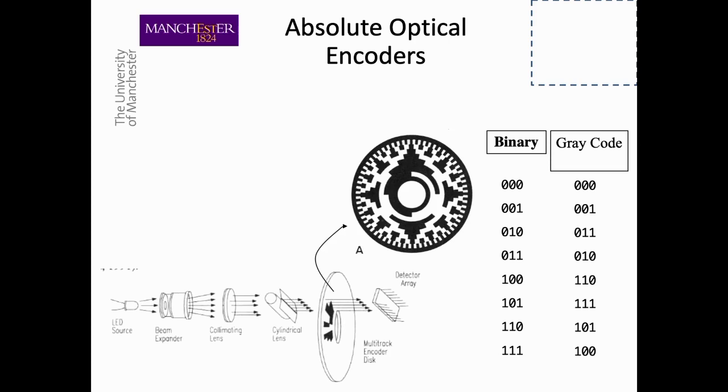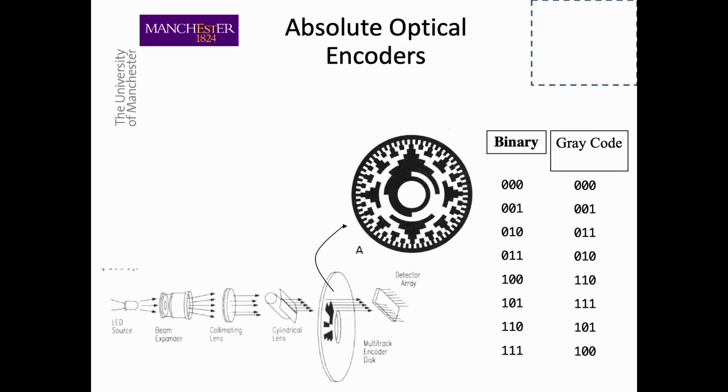And the final type of encoder is called an absolute optical encoder. Unlike the incremental encoders, which just tell us how far we've travelled, they have a bit of a problem. The problem is that if you switch your system off and you switch it on again, yes, you can count how much you've rotated, but you don't know where you started. Imagine being on a clock face and it's rotating.